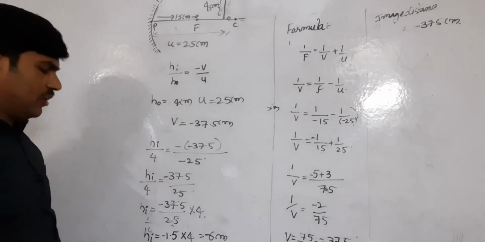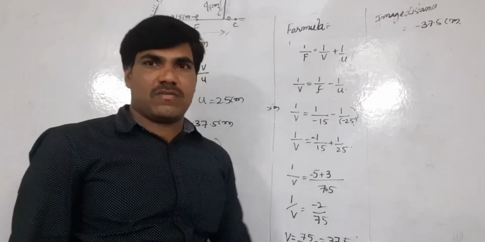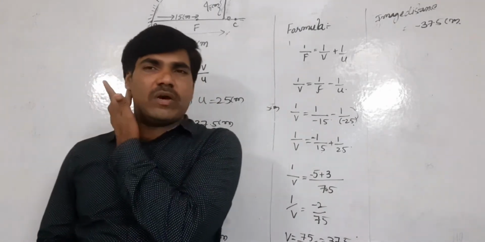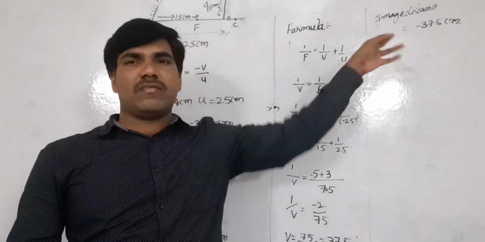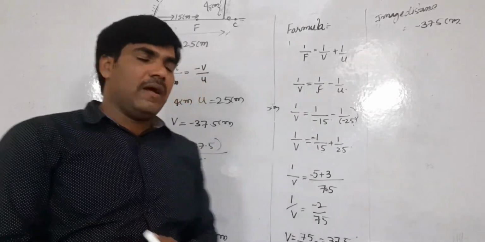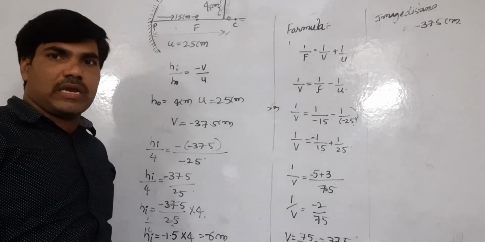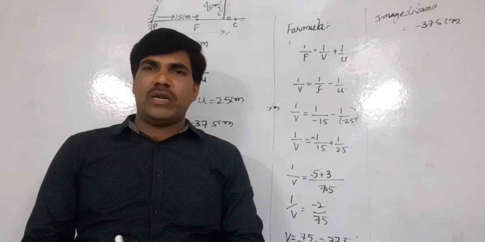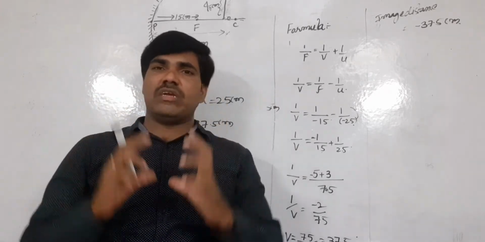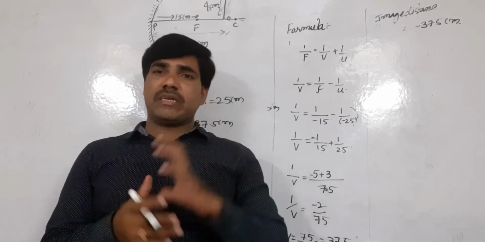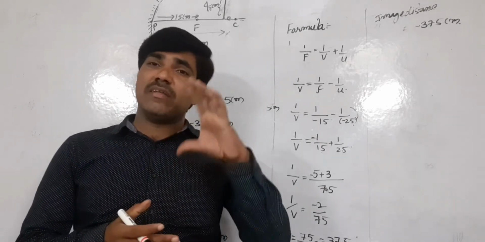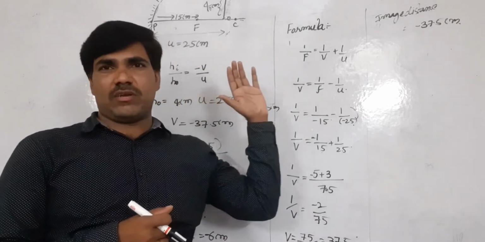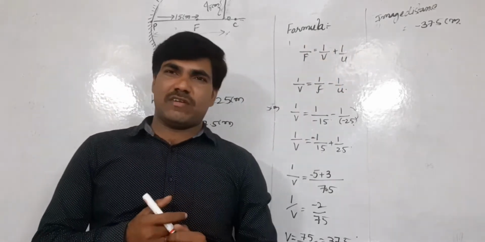h_i is equal to how much? Minus 6 centimeters. Now two values are obtained from our solution. One is the image distance, that is minus 37.5 centimeters, and the other one is h_i, which is minus 6 centimeters. Means what? Our object height is 4 centimeters, image height is 6 centimeters, object distance is 25 centimeters, image distance is minus 37.5 centimeters.